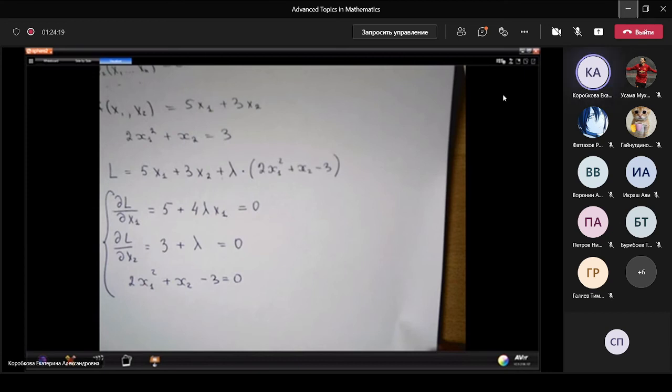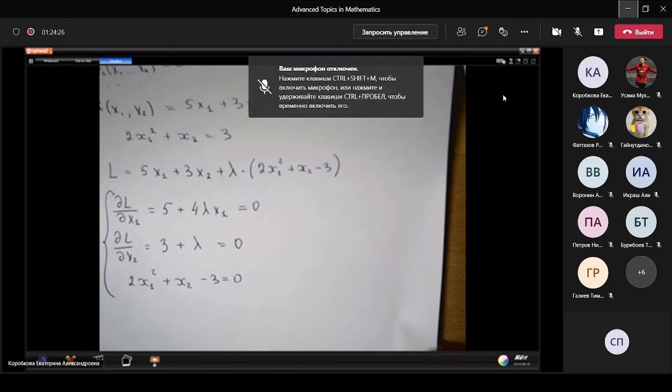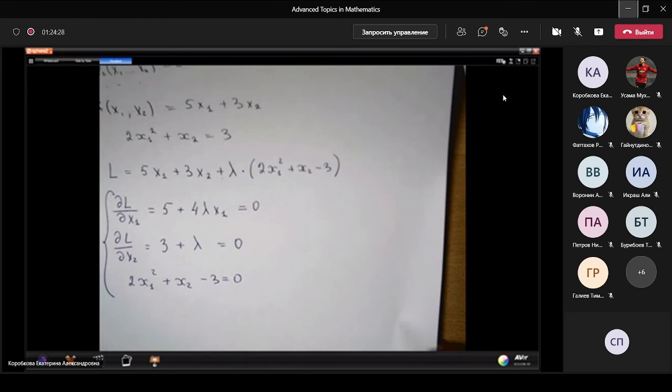So it looks like, for example, we have a function of n variables, and we construct the polyhedron with n plus one vertex.